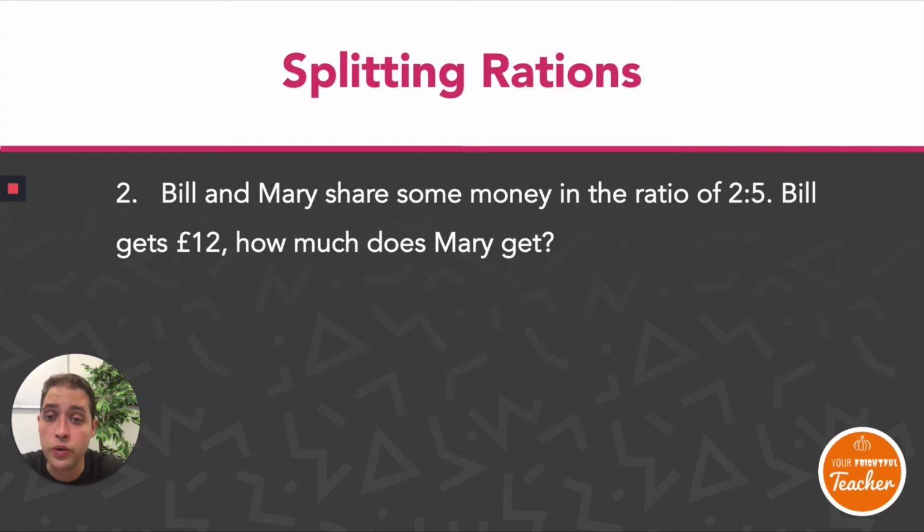So question 2. Bill and Mary share some money in the ratio of 2 to 5. Bill gets £12. How much does Mary get? So here what's quite interesting is that we do not get the total value.